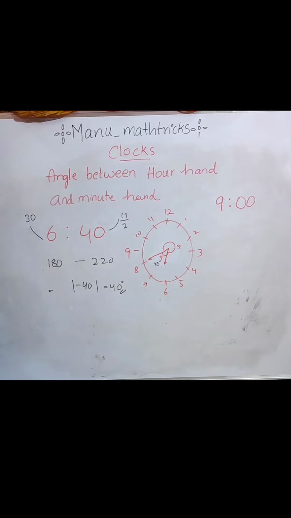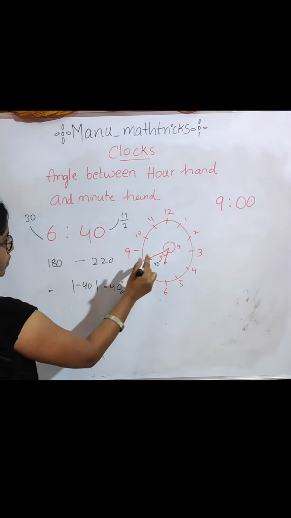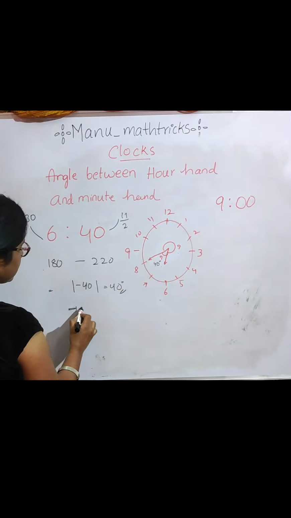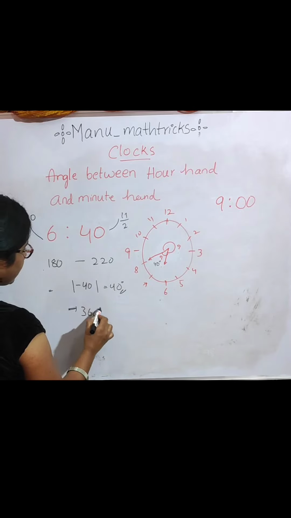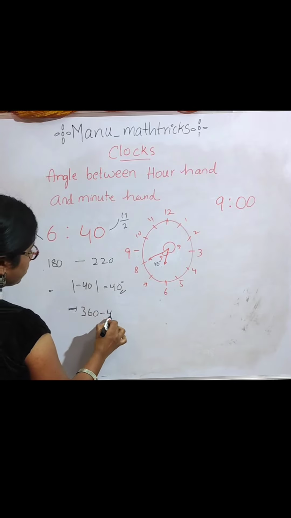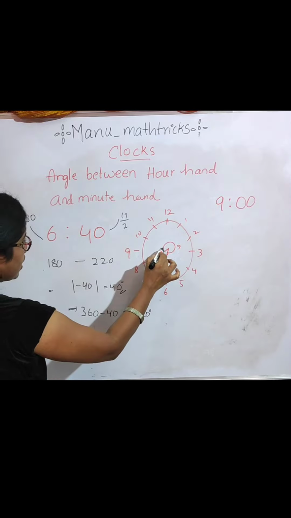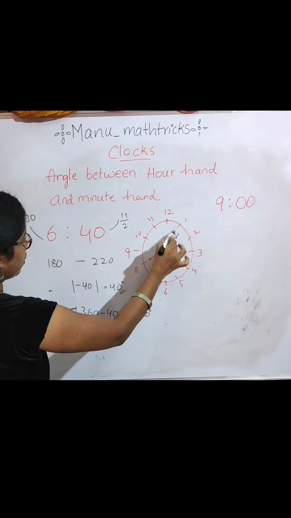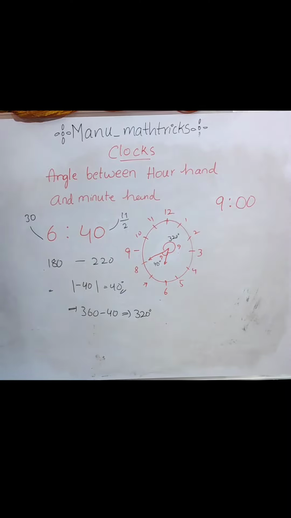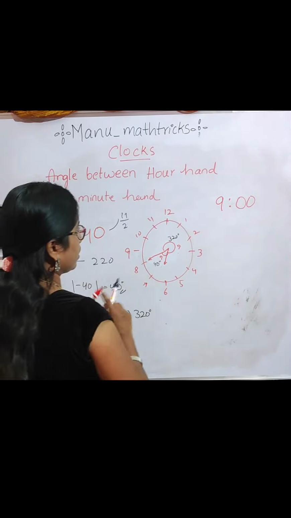Now actually the reflex angle can be found, that is 360 minus 40, which gives 320. 320 is the angle between the minute hand to our hand. Here 40 degrees is between our hand to minute hand.